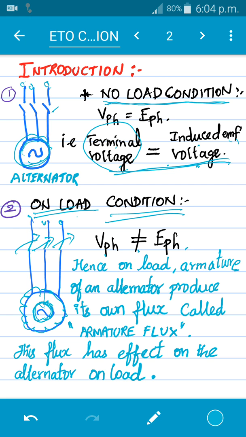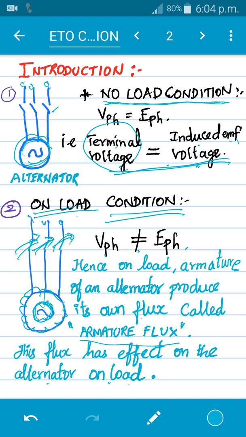We'll go in depth later. I am just giving the introduction. After that, we will go to the examples and the practical view for a clear understanding. So let's have a look at the on-load condition. On load, the armature of an alternator produces its own flux. When you close the breaker or connect it to the load, the alternator will produce its own flux. That is called armature flux. This flux has an effect on the alternator on load.